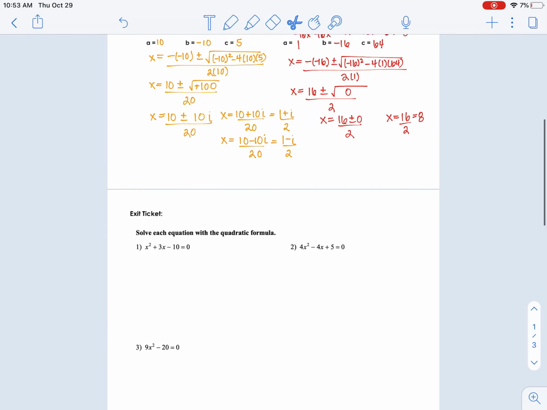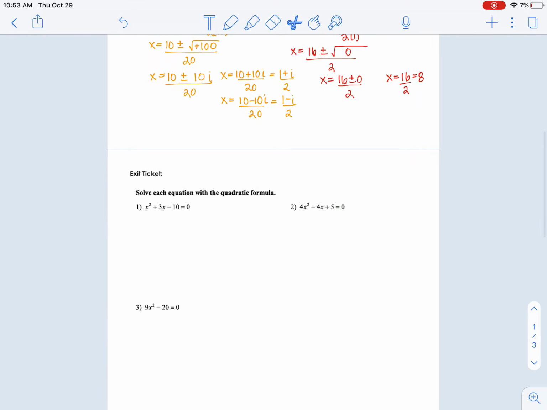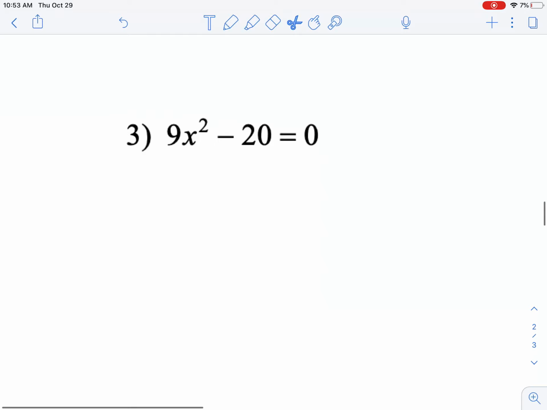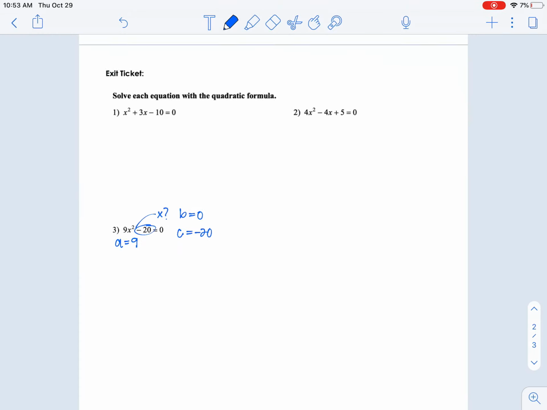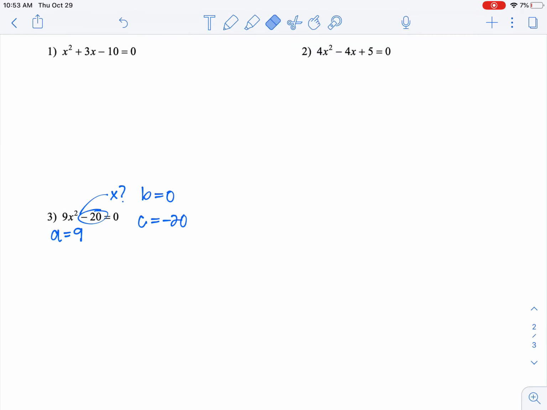So you have an exit ticket here where you have 3 problems. I want you to think about 1 and 2 are just normal with A, B, and C values. For this guy right here, A is 9. We have no x value, so that means B is 0, and so we're left with C as negative 20. So watch for that when you plug it into your calculator.